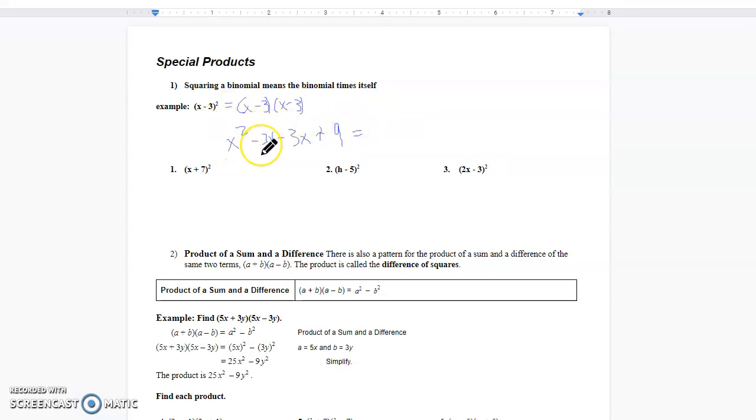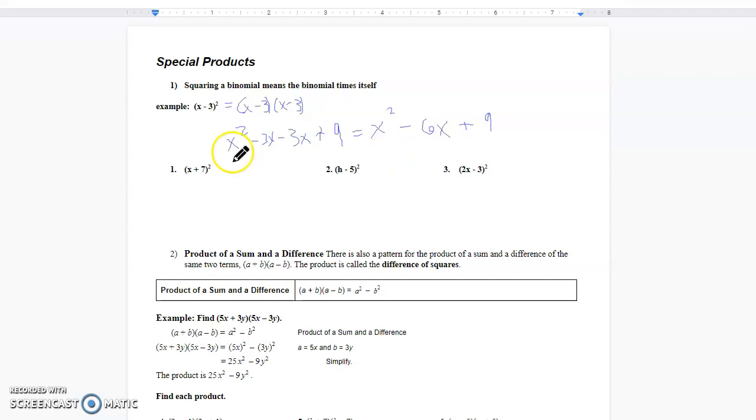And then you have to combine like terms in the middle. You get x squared minus 6x plus 9. Hope your writing is better than mine. Okay, that rhymed. So yeah, that's what it means.